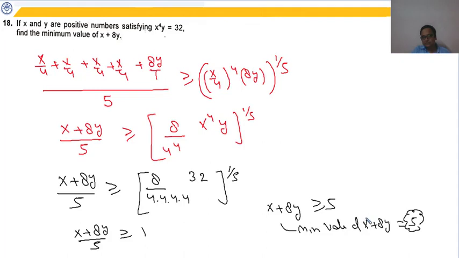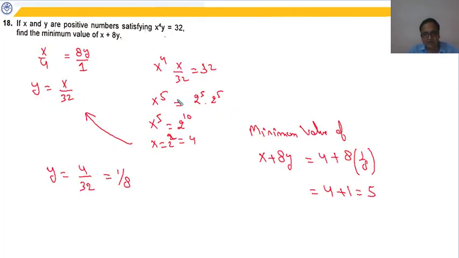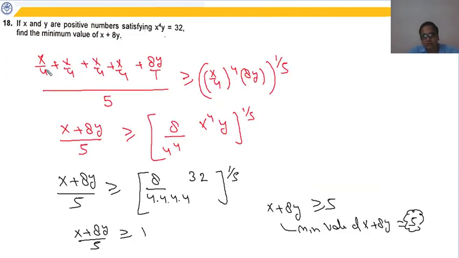Everybody understood this part? Now just for your basic understanding of what I said. In the previous case, we got x as 4 and y as 1 by 8. Just see this, 4 by 4 is 1 and 8 into 1 by 8 is 1. Indirectly we had made all the terms equal. This is what I wish to explain.